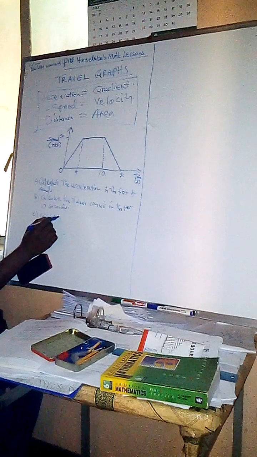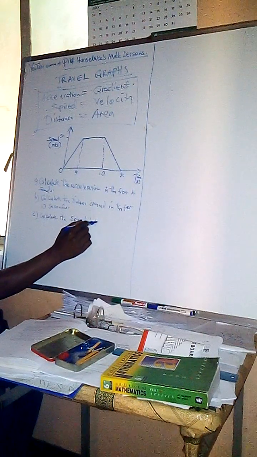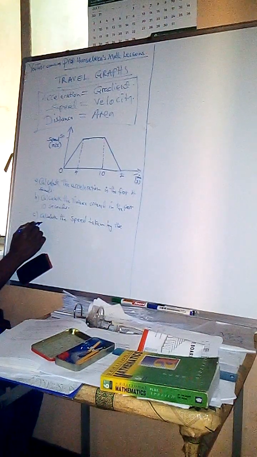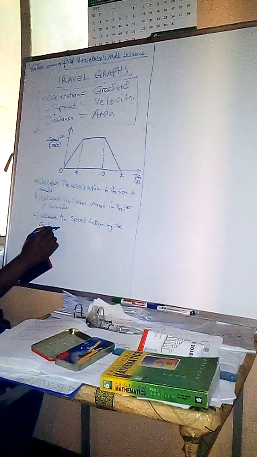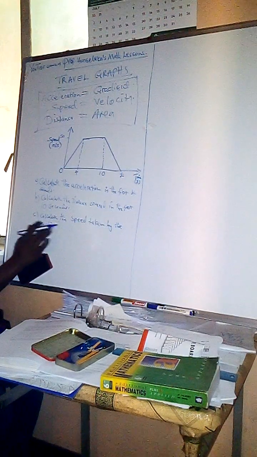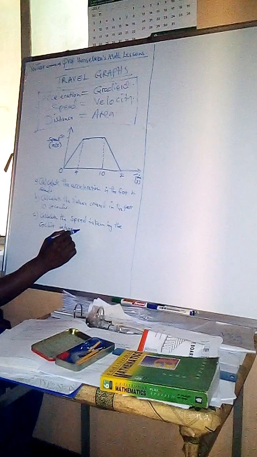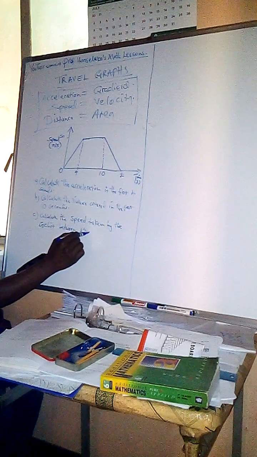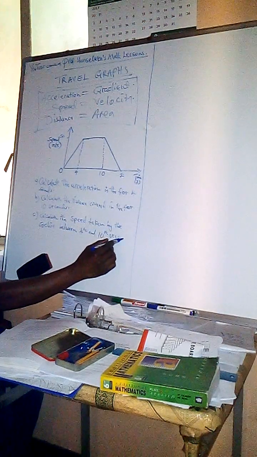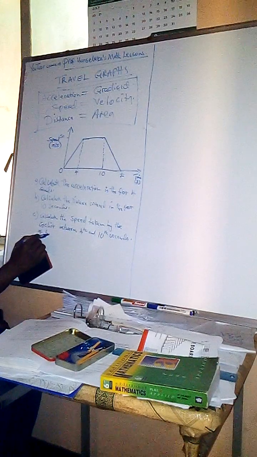And the last one, the question can be: calculate the speed taken by the cyclist between 4th and 10th seconds of his journey.